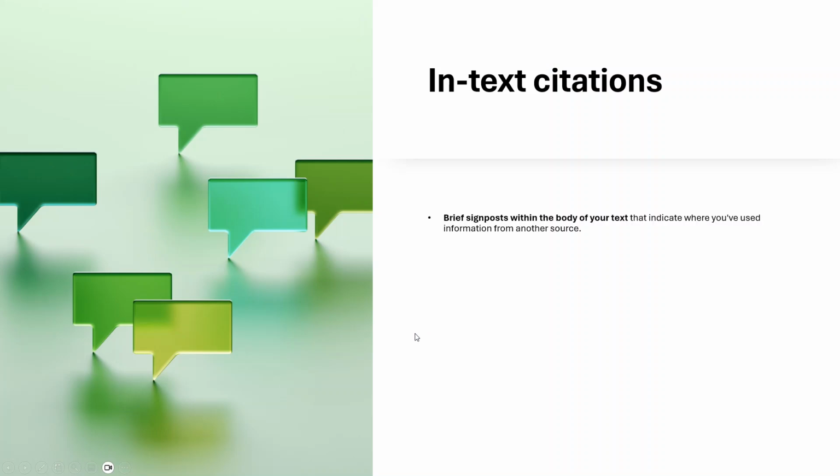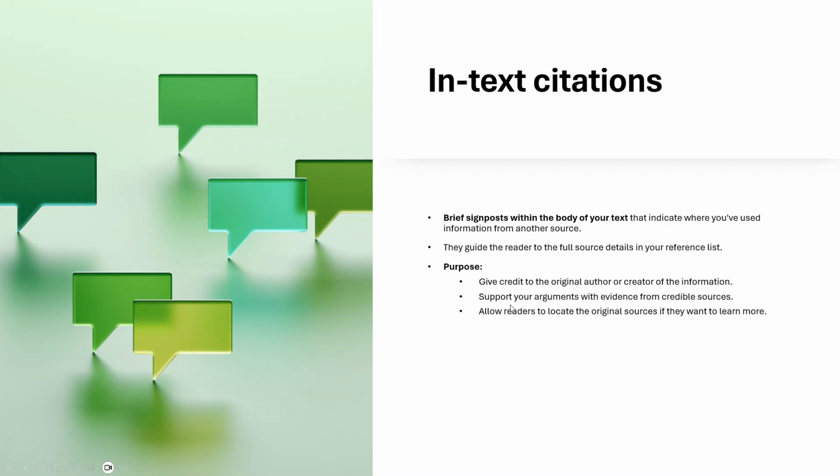So, what are in-text citations? These are really kind of like brief signposts within the main body of your writing. They show where you've used information that belongs to somebody else from another source. So they guide, like a road signpost or something you see in the street. The in-text citations help the reader find the full source details in your list of references at the end of your writing. So these in-text citations give credit to the original author or creator of that information that you've used in your work.